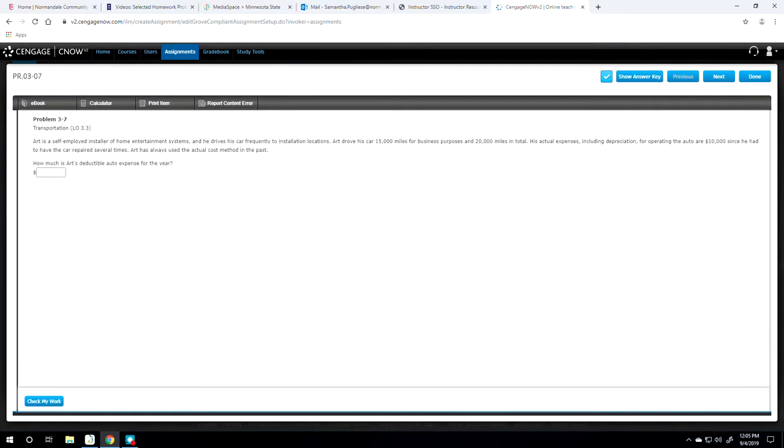And we want to only deduct the percentage of those deductions that relate to business. So how do we do that? We're just going to calculate a simple percentage. So he drove 15,000 out of 20,000 miles in total. So enter into your calculator 15,000 divided by 20,000. That's going to give you 75% or 0.75. And then multiply that by his actual expenses, which are 10,000. So the answer to this one is 7,500.